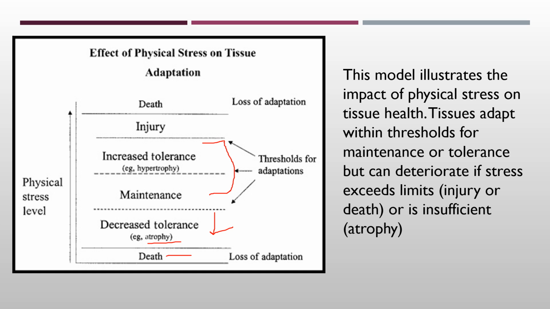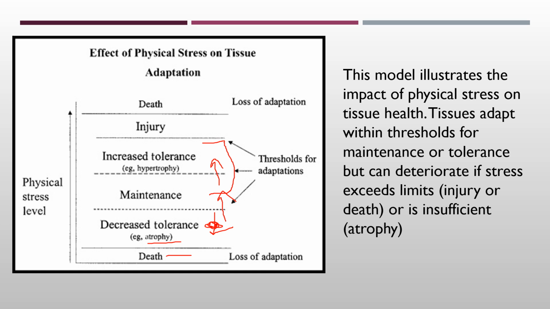So for our patients that come out of surgery and they've been immobilized for long periods of time, they're probably going to be at this decreased tolerance level. They're going to have some atrophy. If we start to use things like soft tissue techniques, we can maybe get back to that maintenance level and then eventually get back to this increased tolerance level where we're seeing hypertrophy and increased tissue tolerance to injuries.